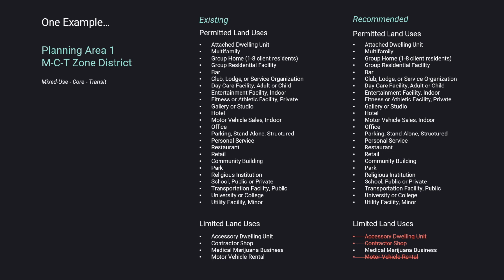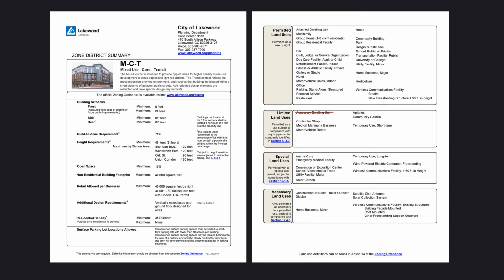It is important to keep in mind all of the land uses that are allowed currently for each zone district. The recommendations are only to remove a few land uses based upon the feedback that was heard. This slide shows one example for the MCT zone district in Planning Area 1. For example, here's what this would look like on the zoning district summary sheet. These changes would only apply to future development in the Union planning area through a zoning overlay, which would be the next step in this process.